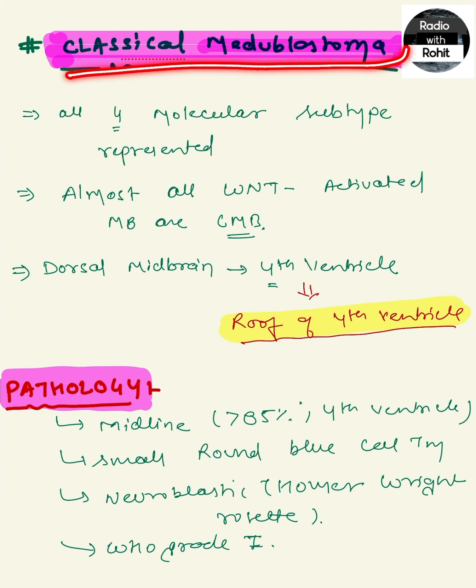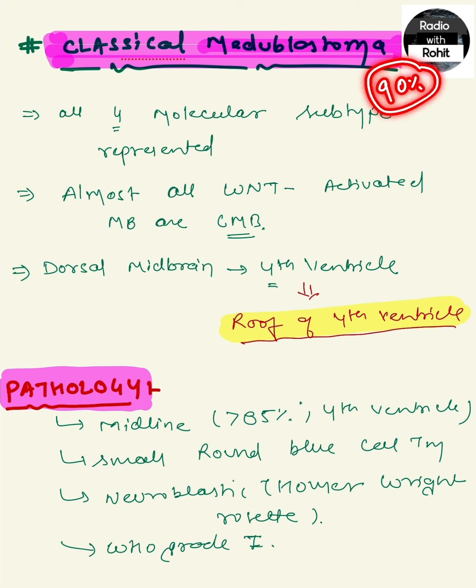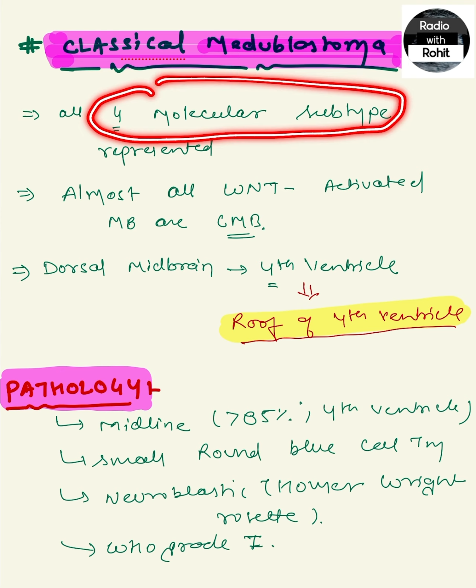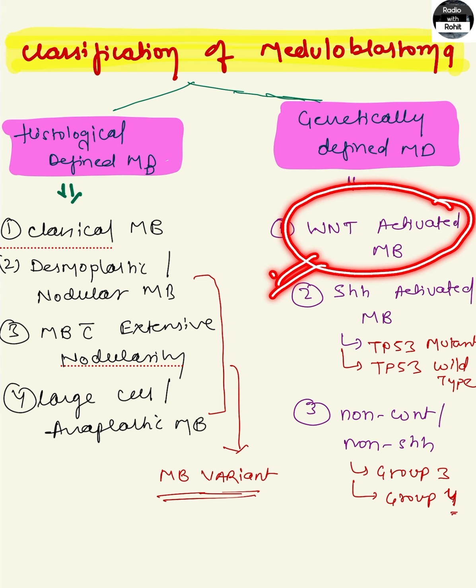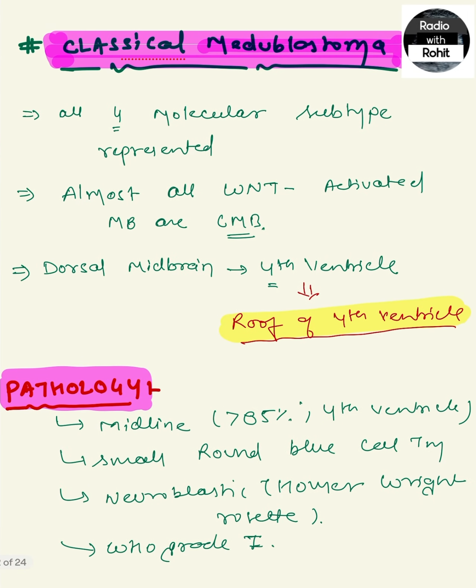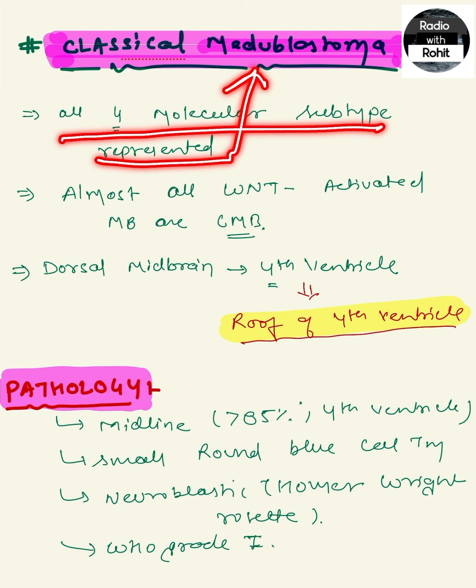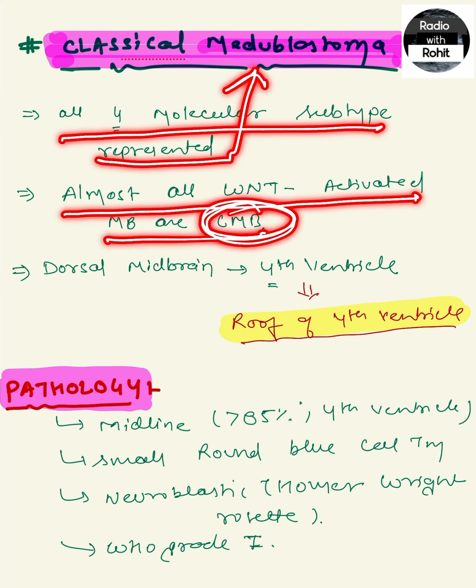What is classical medulloblastoma? Actually, 90% of medulloblastomas are classical. Classical medulloblastoma includes all four molecular subtypes. It means it has WNT, SHH, non-WNT, non-SHH variants. But the interesting thing is that almost all WNT activated medulloblastomas are classical medulloblastoma.